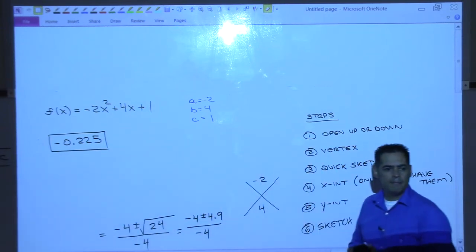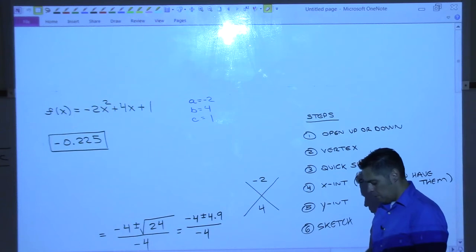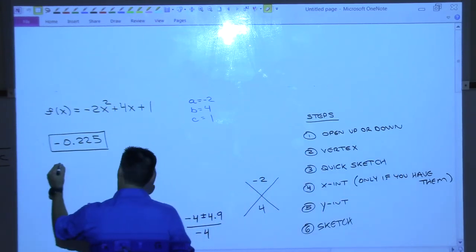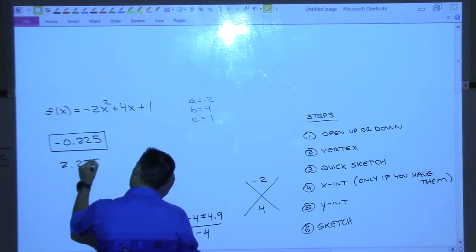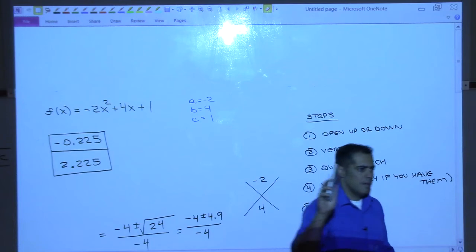Everyone else getting that? And then when I do negative 4 minus 4.9, and then divide that by negative 4, I get 2.225. I just want to make sure we're all in agreement with that. Someone else got that also? Okay.